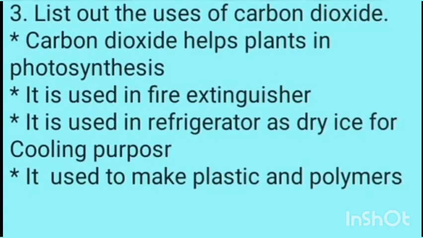List out the uses of carbon dioxide. Carbon dioxide helps plants in photosynthesis. It is used in fire extinguisher. It is used in refrigerator as dry ice for cooling purpose. It is used to make plastic and polymers.